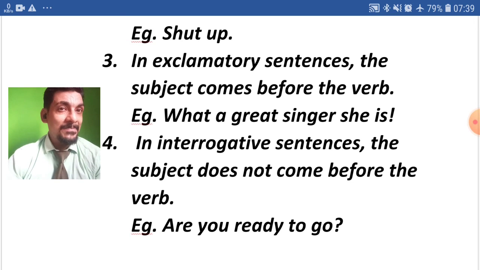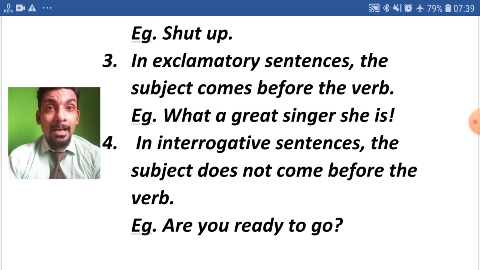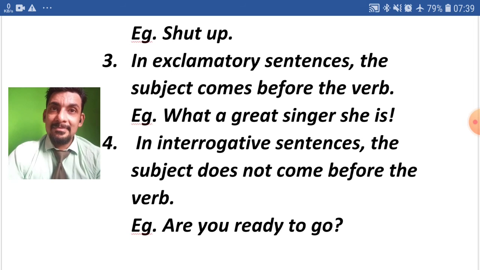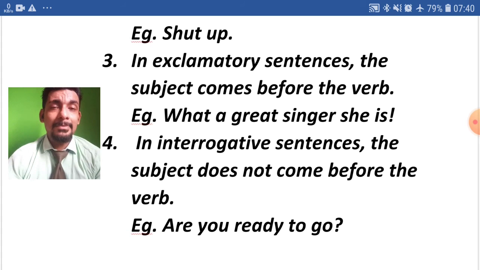Now, for example, are you ready to go? Now, here, are, as I told you, is a helping verb and you is the subject. Now, you can easily see that are means verb came before the subject. In the previous two type of sentences, the subject came before the verb. But here, verb came before the subject, means the subject came after the verb.